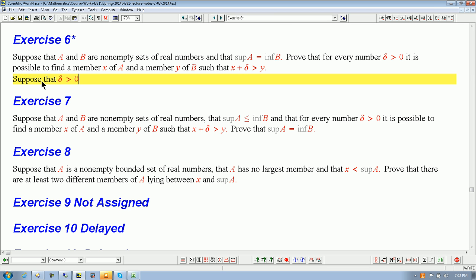Greater than 0. Well, it's about time I read what we have to do. It is possible to find a member of A and a member of B doing some job. Ooh. To prove that something exists, I've got to give examples, right? This is a hard proof. This is definitely a hard proof.